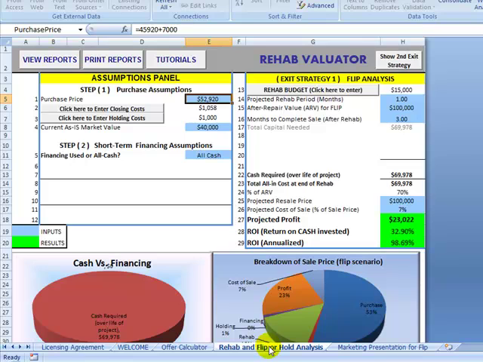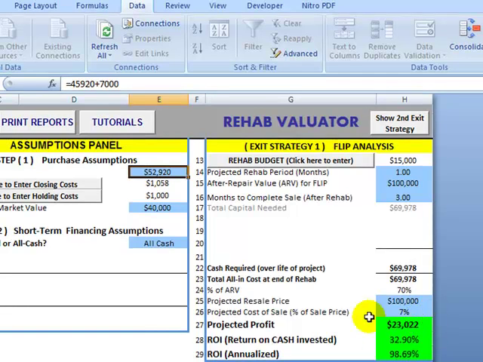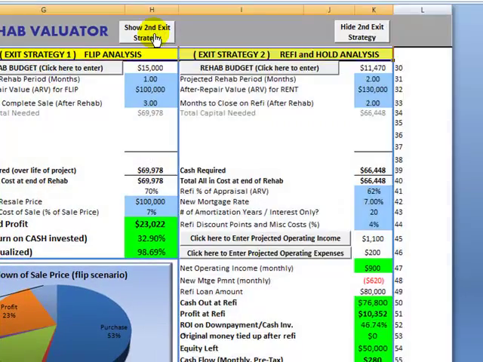But what if your wholesale buyer wants to evaluate a strategy where he will do the same renovations to the property, but instead of selling it, will refinance it, get it reappraised, and refinance it into his rental portfolio? Well, you've already got all of your numbers entered here. Again, if this is unclear, watch the first case study. But if you want to evaluate the second exit strategy, you click this button, Show Second Exit Strategy.